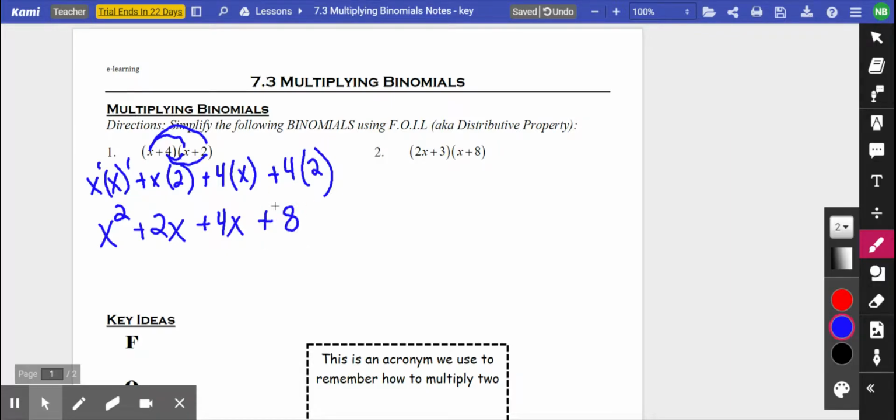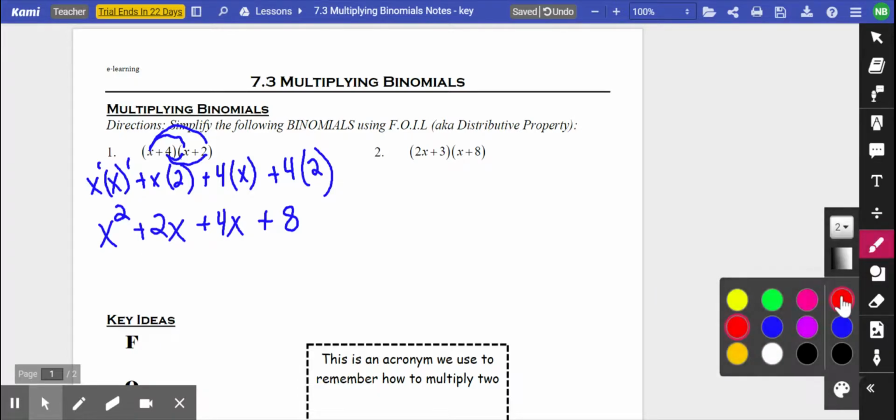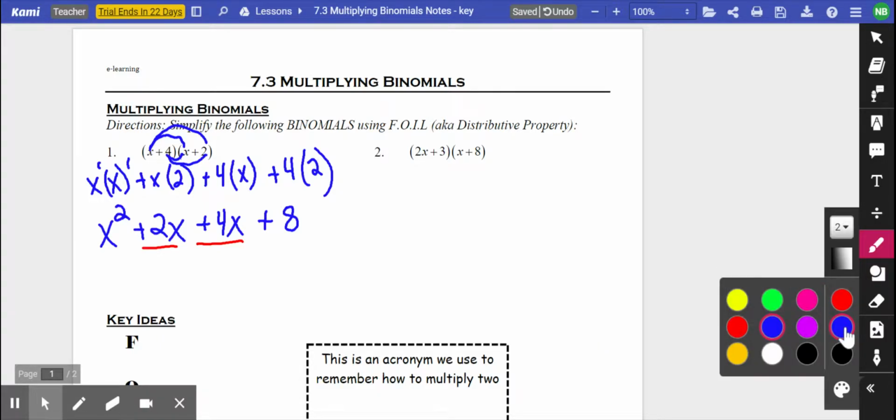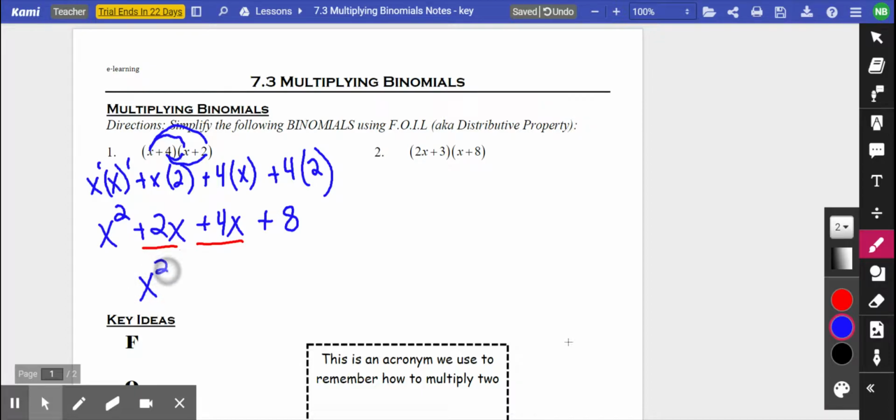All right, now we're almost done, except I see a couple of like terms here. An x and another x here, right? And if we recall, when we combine like terms, we just add them up and we do not touch those exponents. So my final simplified answer should be x squared plus 6x plus 8. I'm going to go ahead and box it up.